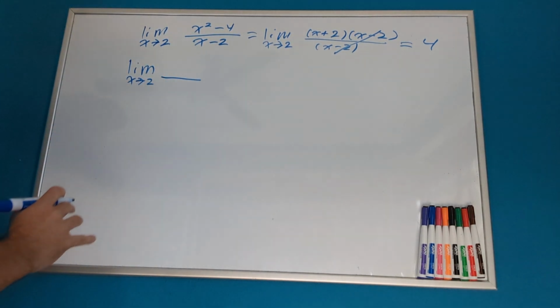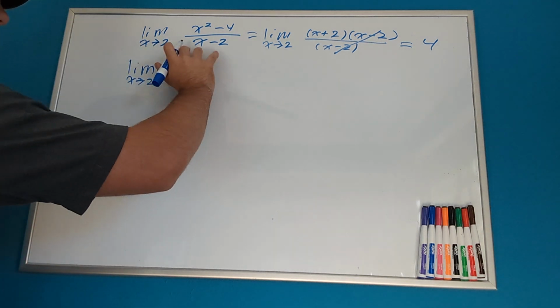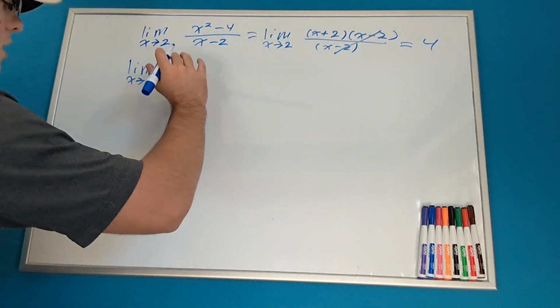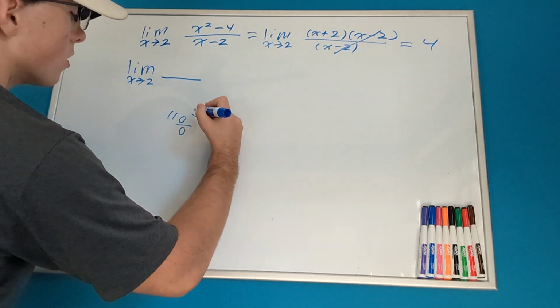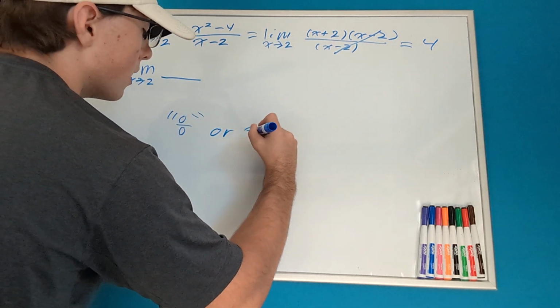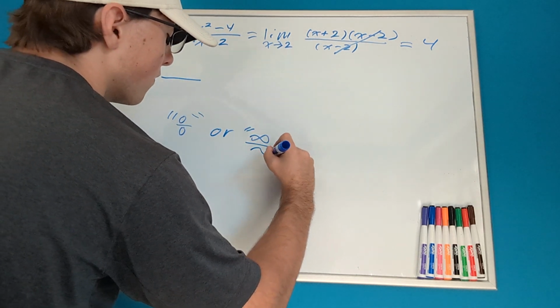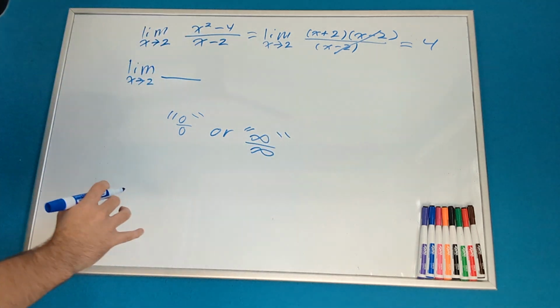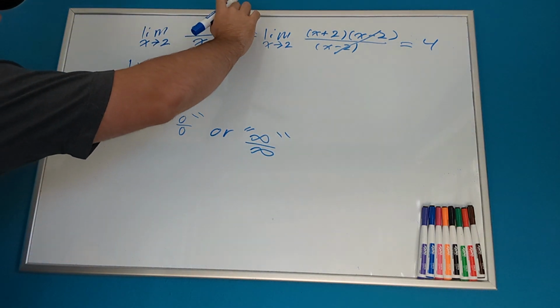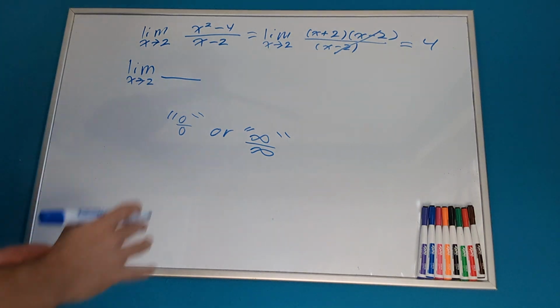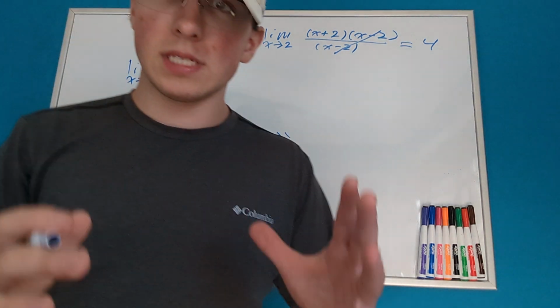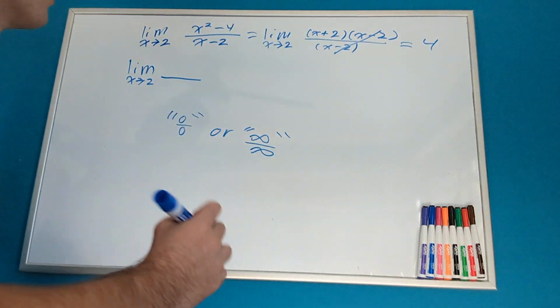Well, L'Hopital's rule tells us that if we plug in this number, in our case 2, and we get either 0 over 0 or infinity over infinity, we can then take the derivative of the numerator over the derivative of the denominator, and still have that limit, and they will still be equal to each other. So let's try that out.